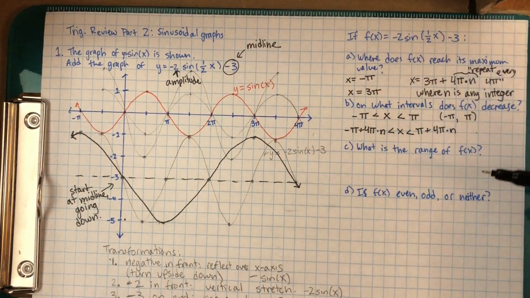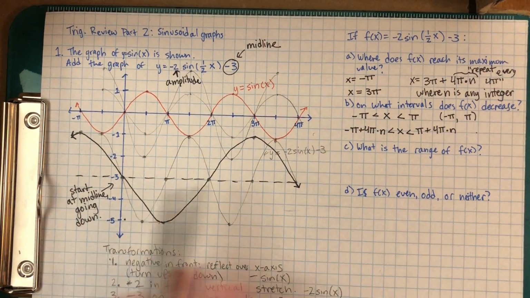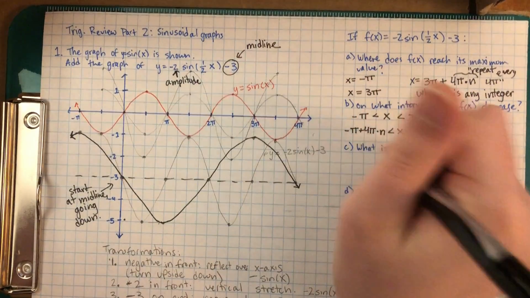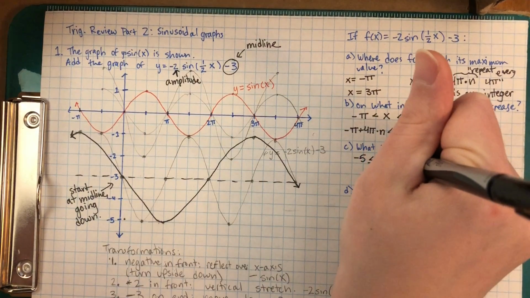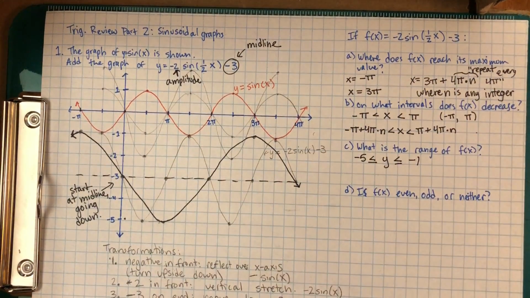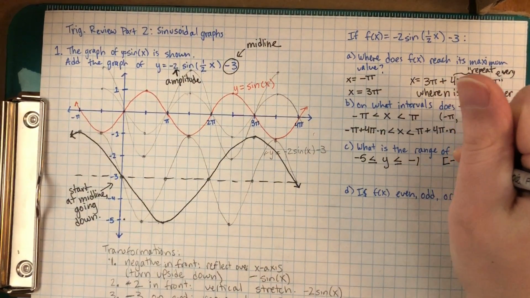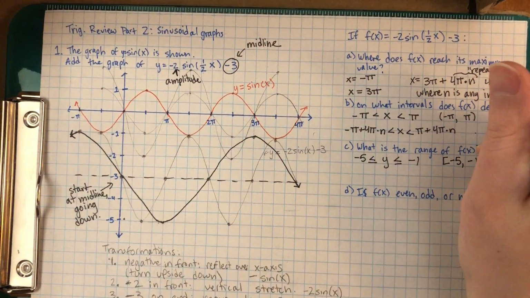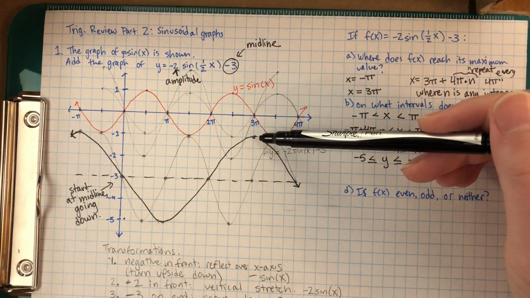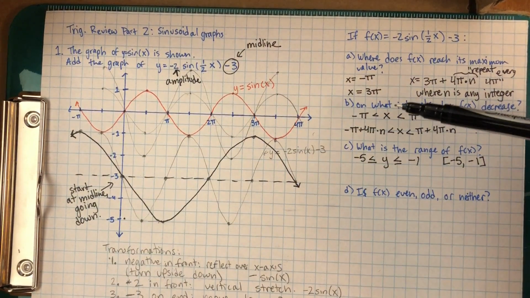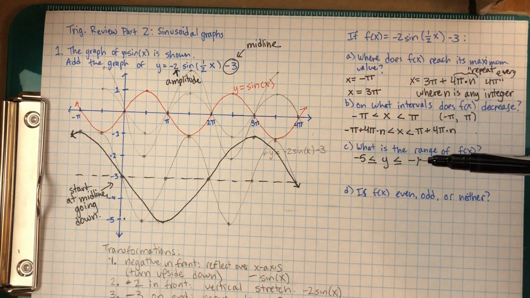Okay, what's the range of f of x? We already know that the domain is all real numbers because anytime you have sine or cosine, the domain should be all real numbers. But the range is from negative 5 to negative 1, or we could write this in interval notation as [negative 5, negative 1]. I'm using the square brackets because the function does actually touch those y values. It doesn't just come close, it does actually touch those y values.